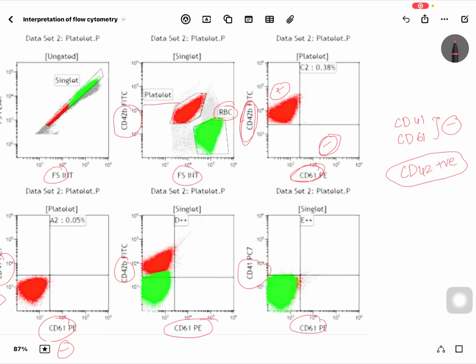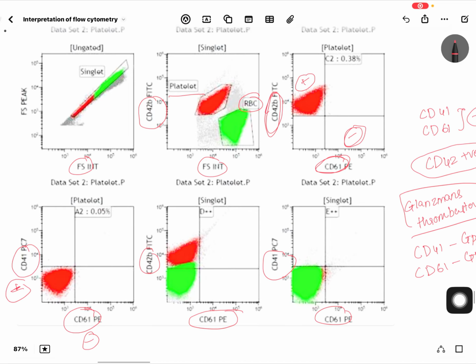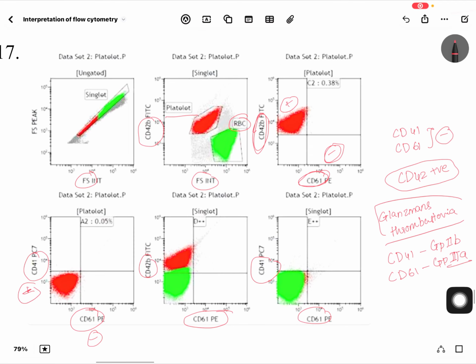So which is the most common disease that happens? That is nothing but Glanzmann's thrombasthenia. Okay, what is the diagnosis? This is Glanzmann's thrombasthenia. Why? This is CD41. It is a marker of glycoprotein 2B. Okay, and CD61, glycoprotein 3A. So glycoprotein 2B 3A absence is seen in Glanzmann's thrombasthenia. So the answer for this is Glanzmann's thrombasthenia. CD41 absent, CD61 absent, only one marker, that is CD42, being present. Okay, moving on to the next one.